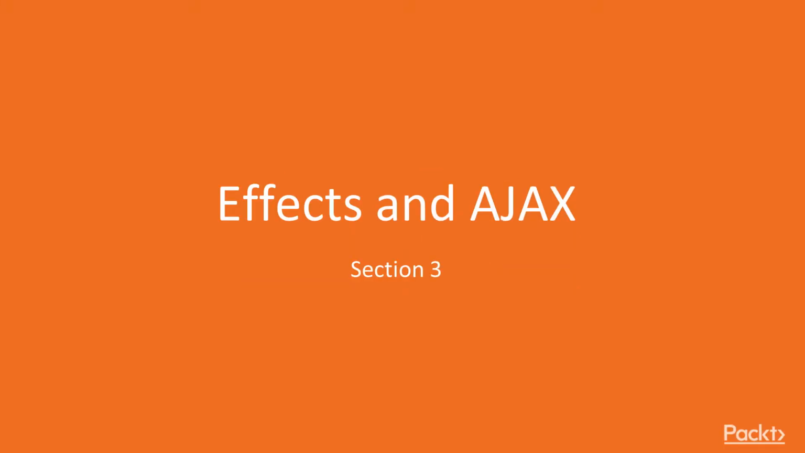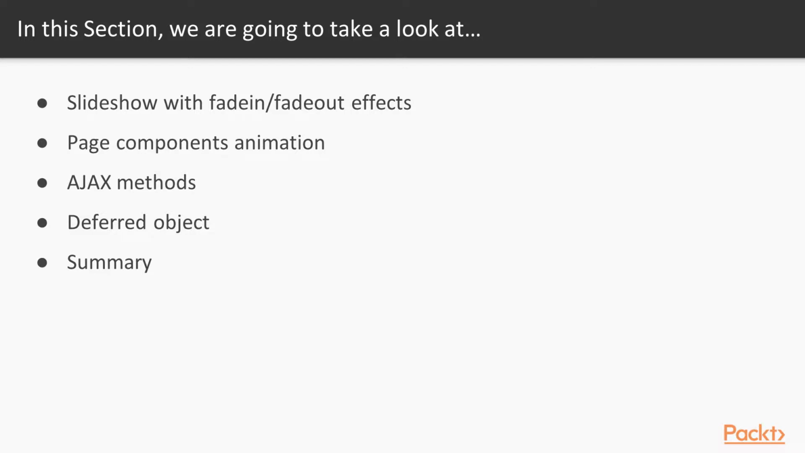Welcome to section 3 of the Practical JavaScript with jQuery 3.x course. In the previous section we learned selectors and filters. We know how to create dynamic content, manipulate the document object model, and respond to user actions with events. So in this section, at the beginning, we are going to cover effects.